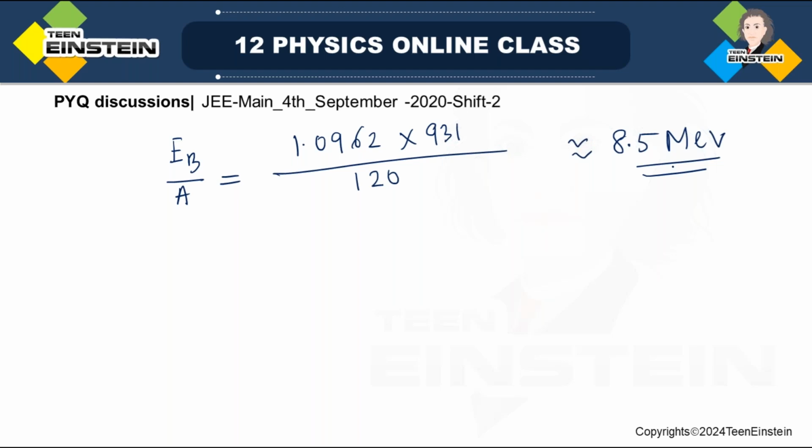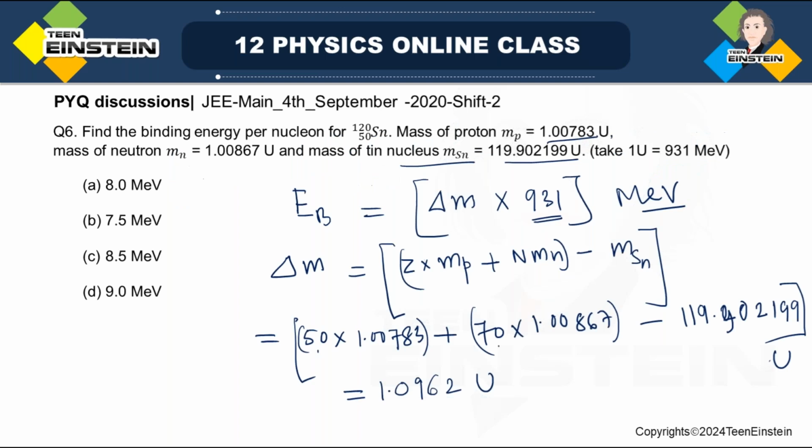You have to do it carefully, otherwise nothing was there in this problem. And one more point, as I mentioned, this is binding energy per nucleon that you have to remember. See, binding energy per nucleon is not E by Z, it is actually E by A. That is, binding energy divided by mass number is actually called binding energy per nucleon.